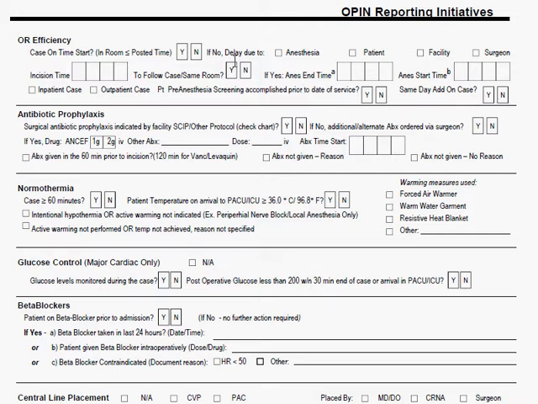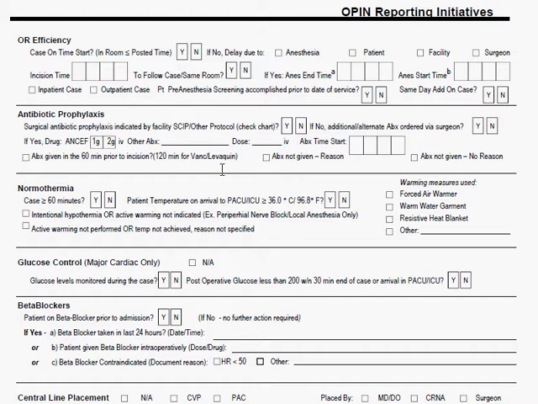From that series of questions, we can report multiple metrics on our OR efficiencies and how we're doing with throughput of the hospital. The next section is the antibiotic prophylaxis. This will be familiar to most of you who have been utilizing the quality sheets or the green sheets at some locations. First question is, surgical antibiotic prophylaxis was indicated by the SCIP or other protocols of your facility.